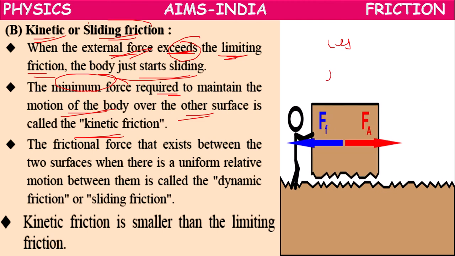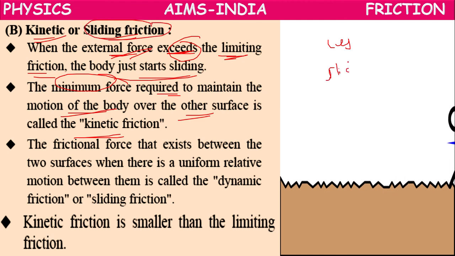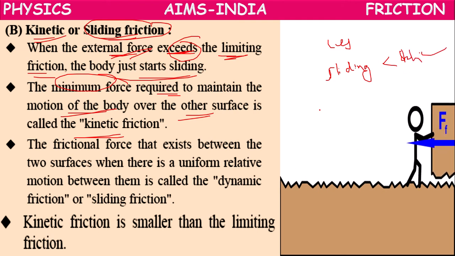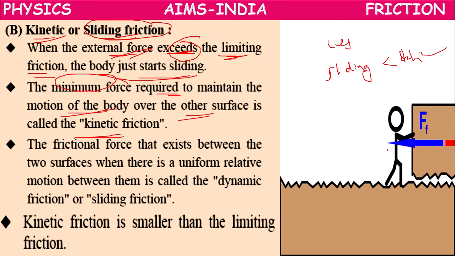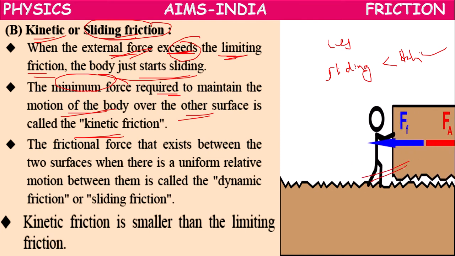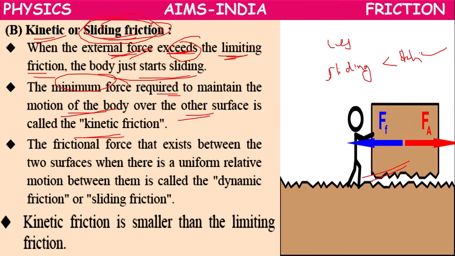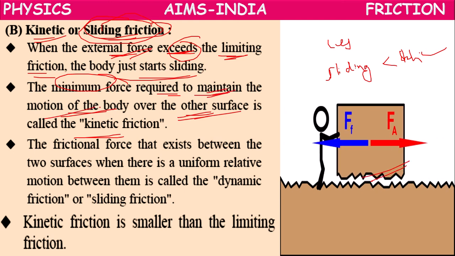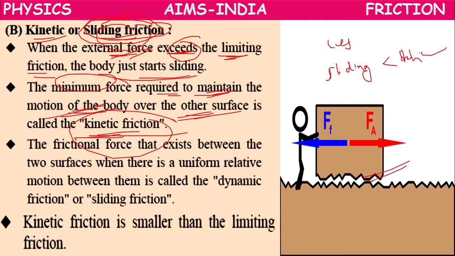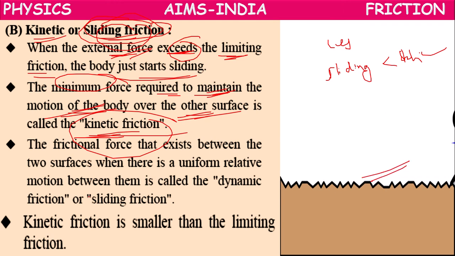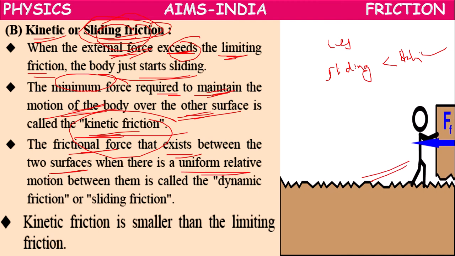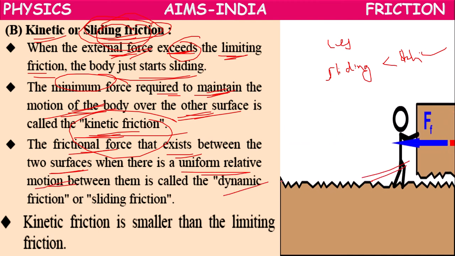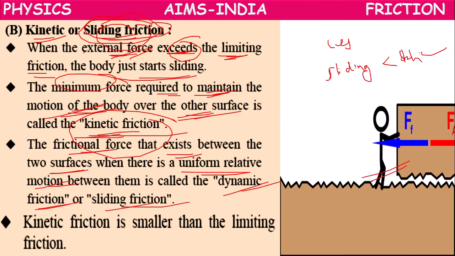So this sliding frictional force is less than static friction, because for making it move from rest we have to apply more force. Once it has started moving, we have to apply less force. So the force required to keep it in continuous motion, to maintain the motion, is called kinetic friction or sliding friction. It is the frictional force that exists between two surfaces when they are in uniform relative motion, called dynamic friction, sliding friction or kinetic friction.